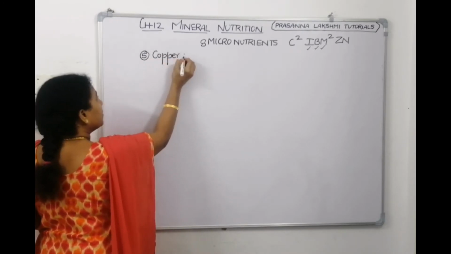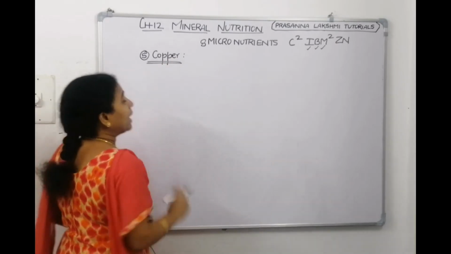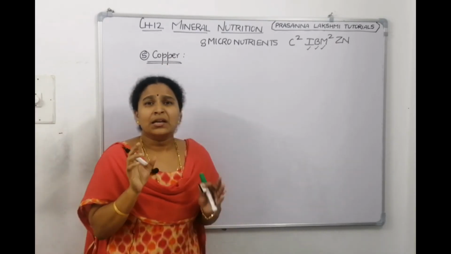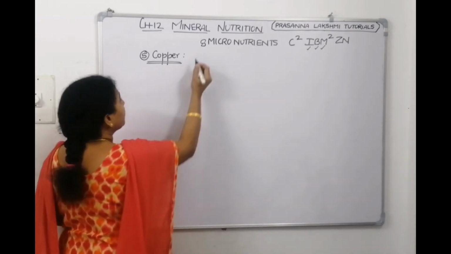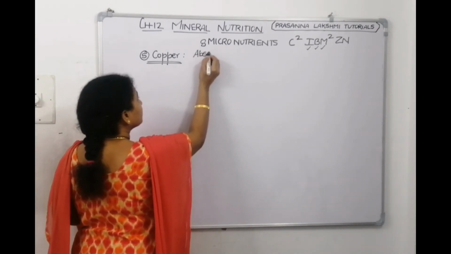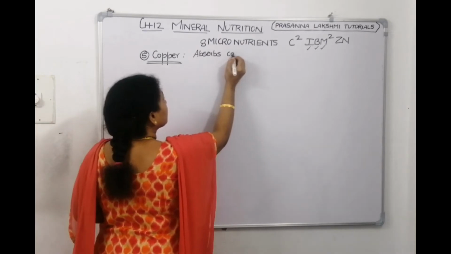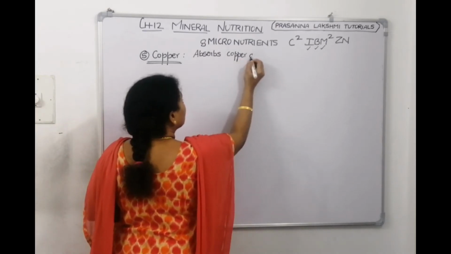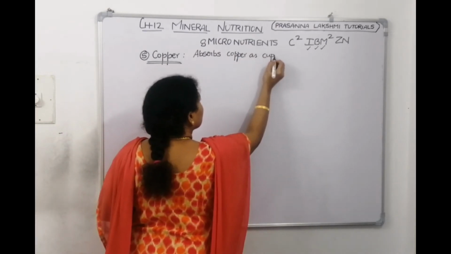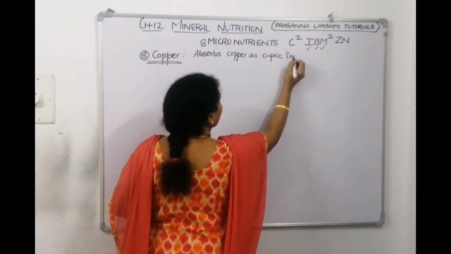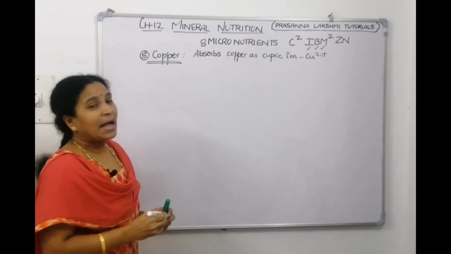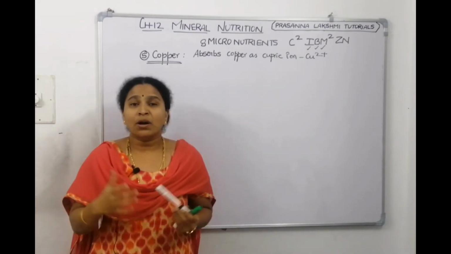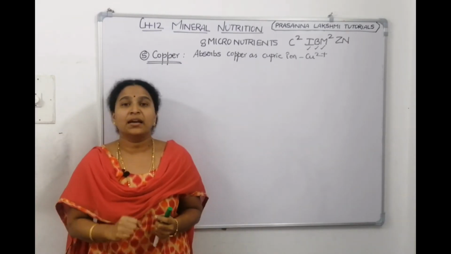Our fifth element is copper, and plants absorb copper in cupric ion form, Cu2+. Plants absorb copper as cupric ion, Cu2+. In this form, plants absorb copper. Now, what are the functions of copper then?